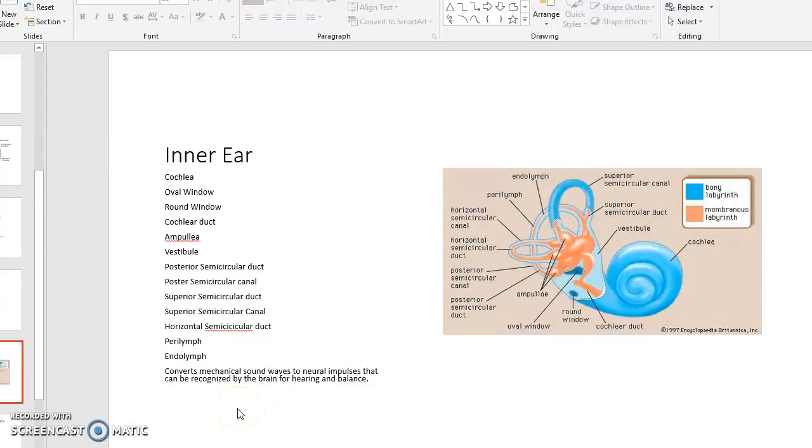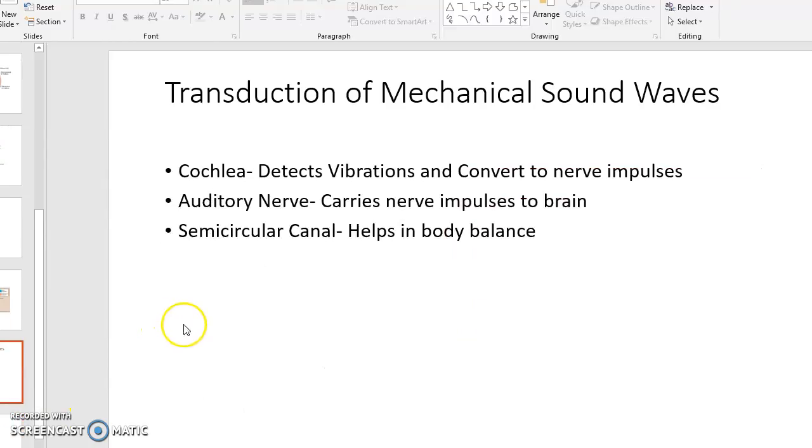The inner ear converts mechanical sound waves to neural impulses that can be recognized by the brain for hearing and balance. Now, how does the inner ear transduce mechanical sound waves? First, the cochlea detects vibrations and converts them to nerve impulses. Second, the auditory nerve carries nerve impulses to the brain. Then the semicircular canal helps the body in balance.